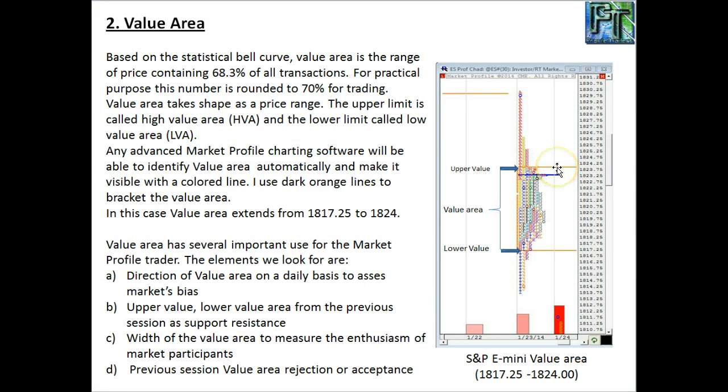Now, I also ask the software to put in the value area for me, which is bracketed by the orange lines. The upper side of it is called upper value, the lower part of it is called lower value, and the distance between upper value and lower value is called the value area. That's where 70% of all transactions took place.